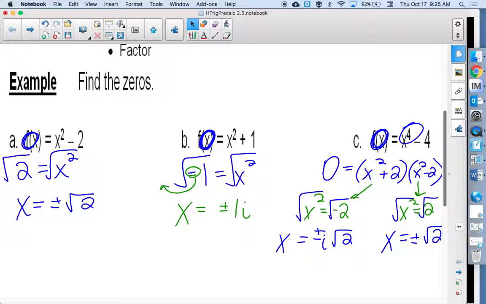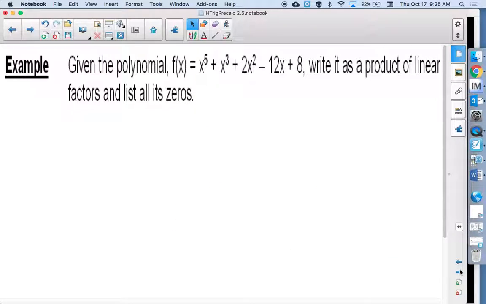Like, you don't always have to rely on the calculator. Some problems are factorable. However, if I look at the next big problem, yeah, this one's big. x to the 5th plus x cubed plus 2x squared minus 12x plus 8. So when you have a problem like that, it's very large, expanded, lots of powers up here. Good chance that it's not factorable.